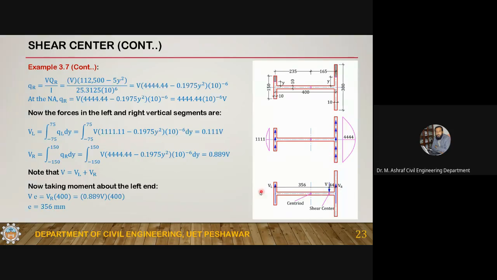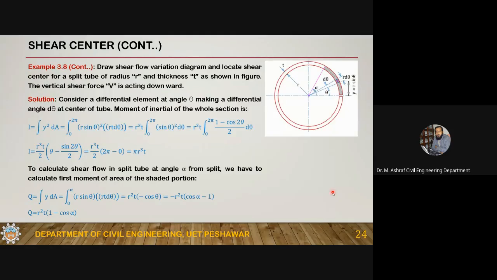So this is the axis of symmetry. Okay, this is the axis of symmetry. So it should lie on this axis, but this one is not the axis of symmetry, so it must be passing through this point. So you can see this is the centroid and this is the shear center. Okay. Now, this is the last example of today's lecture.